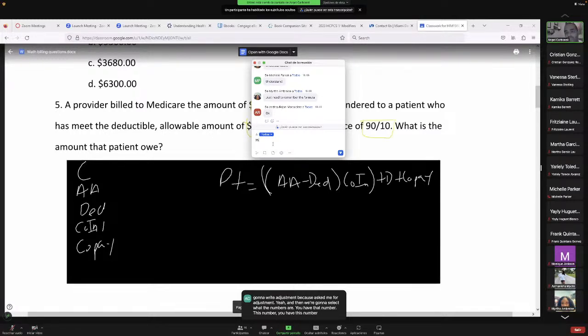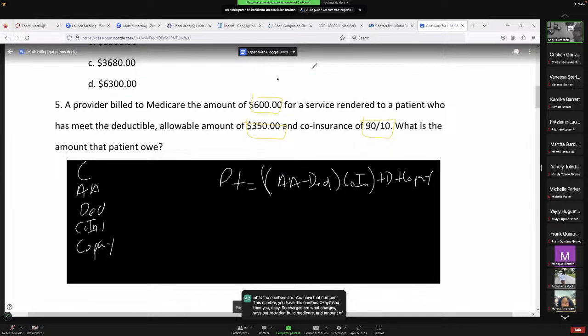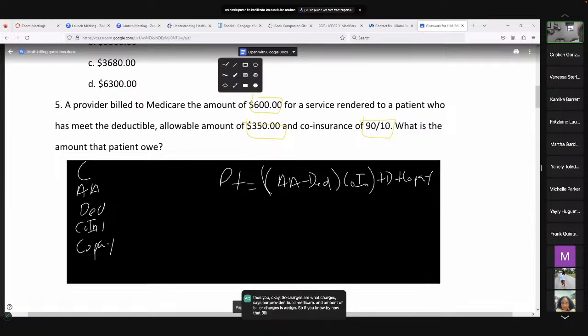Okay. And then you go, okay, so charges are what? Charges says provider billed Medicare an amount. So billed or charges is the same. So you should know by now that bill and charges are gonna be $600. Allowed amount is going to be $350. The deductible, there's no number for deductible, so we're gonna stop there for a minute. And then the other number that we have there is 90.10.